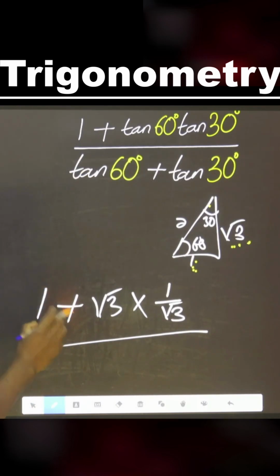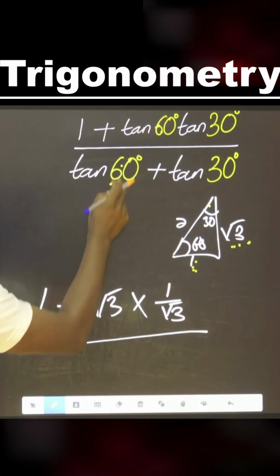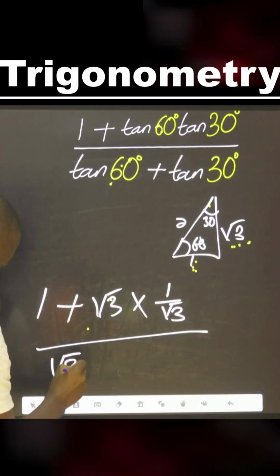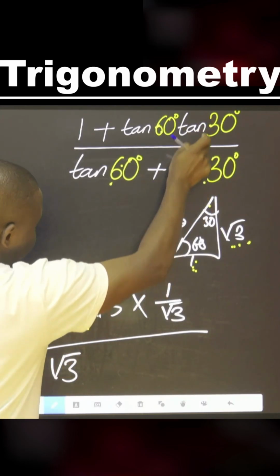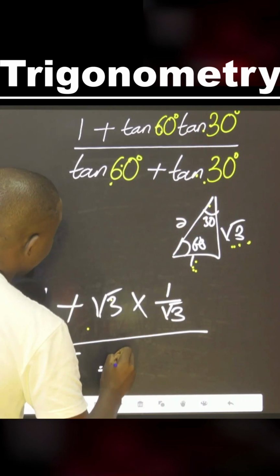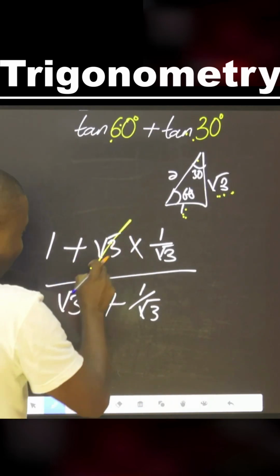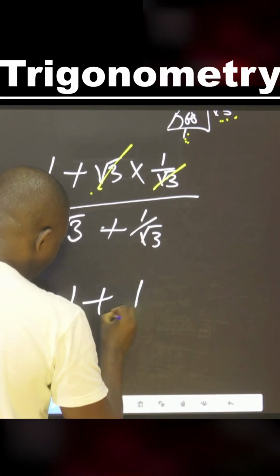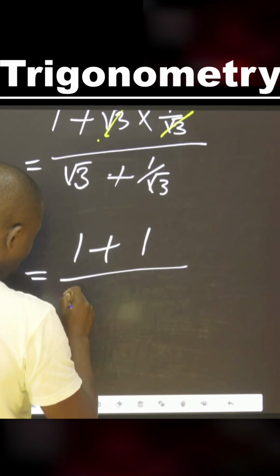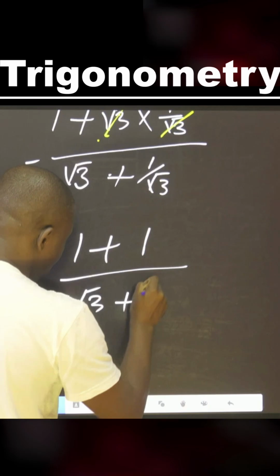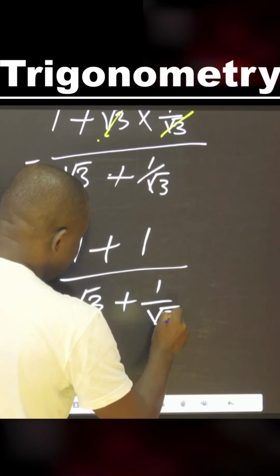Here, the same thing we had here. So you can see same. Square root of 3. Here, same. Plus 1 over square root of 3. You agree with me? This and this will cancel. Numerator is 1 plus 1. Denominator is square root of 3 plus 1 over square root of 3.